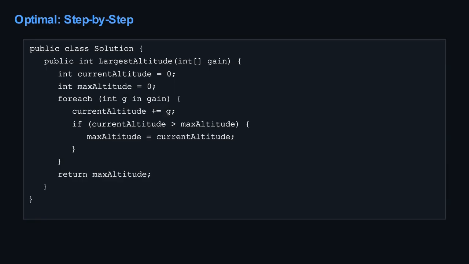Third gain is 5. Current altitude becomes -4 plus 5, which is 1. Now, max altitude updates to 1 because 1 is greater than 0. Next gain is 0. Current altitude remains 1. Max altitude stays 1. Finally, gain is -7. Current altitude becomes 1 plus -7, which is -6. Max altitude remains 1. After iterating through all gains, we return max altitude. After processing all gains, the final maximum altitude we tracked is 1. This is the highest point reached during the journey, as all other intermediate altitudes were either lower or equal to 1.